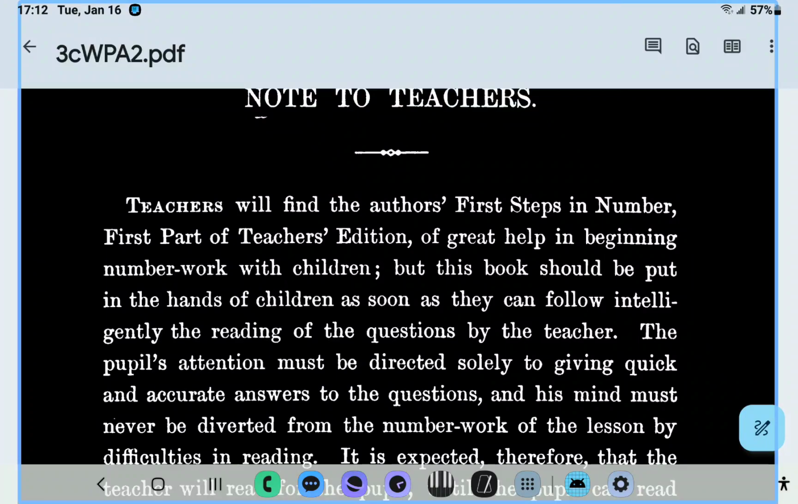It is expected, therefore, that the teacher will read for the pupil until the pupil can read for himself without difficulty. It is expected, also, that the teacher will illustrate with representative marks or dots every problem that the pupil finds to be hard, and in this way lead him to the correct result. The pupil's edition of First Steps in Number will furnish abundant supplementary slate work for children at the different stages of their progress in the art of dealing with small numbers.